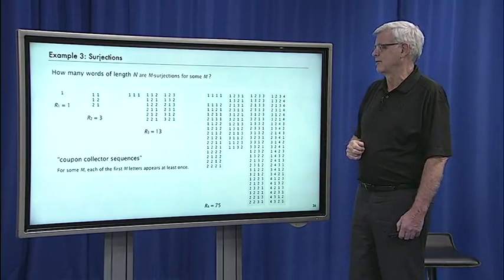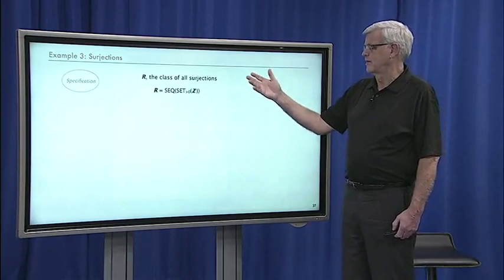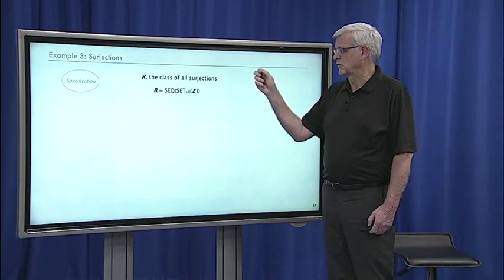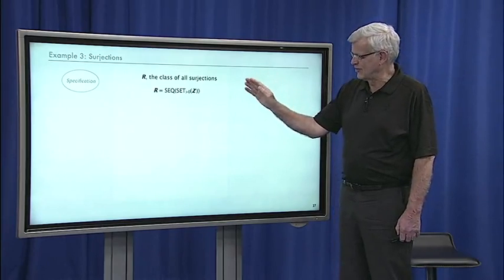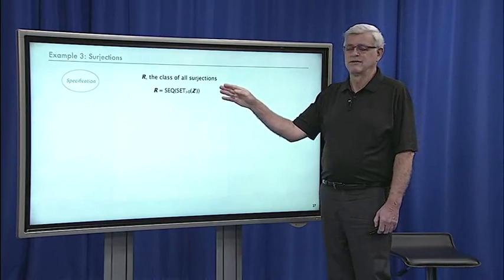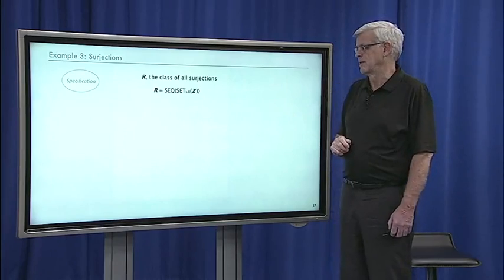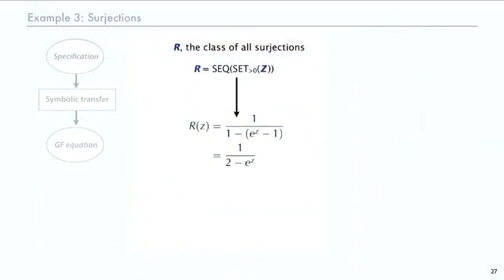So that's surjections, and that's one way to look at it. So how many surjections are there? We saw the combinatorial construction for surjections. A surjection is just a sequence of sets, none of which is empty. That immediately translates to the generating function equation. A set that's not empty is e to the z minus 1. Sequence is 1 over 1 minus that. So that's equal to 1 over 2 minus e to the z.